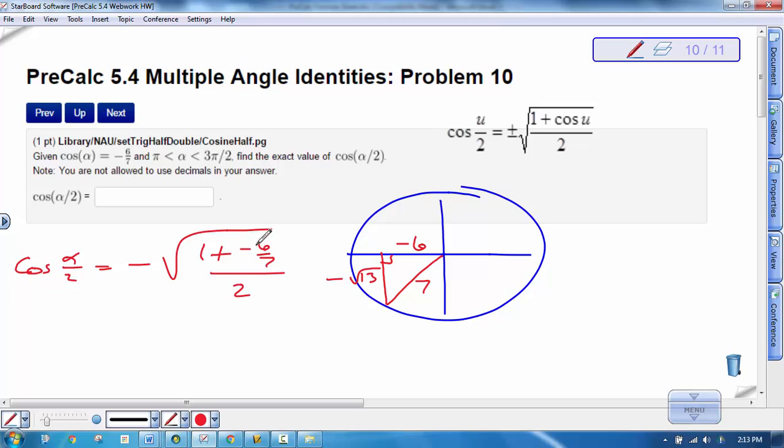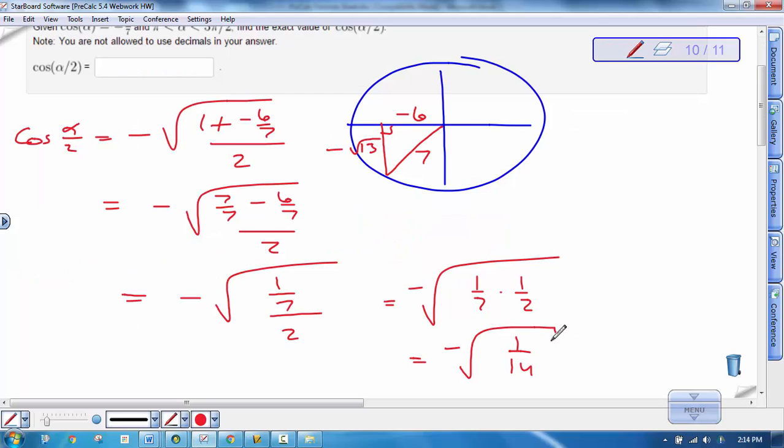So I just put cosine of u as negative 6 over 7, because they gave that to us, and I just need to simplify this. And here's the work for that. I'm running out of time, but we can enter that in for the exact value.